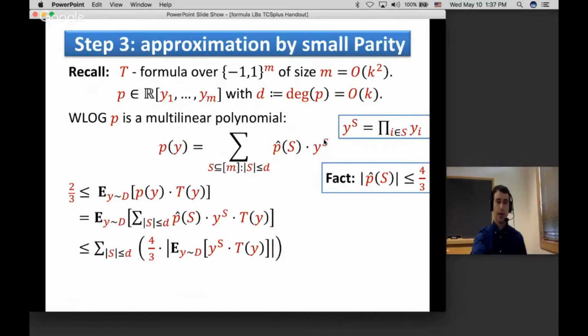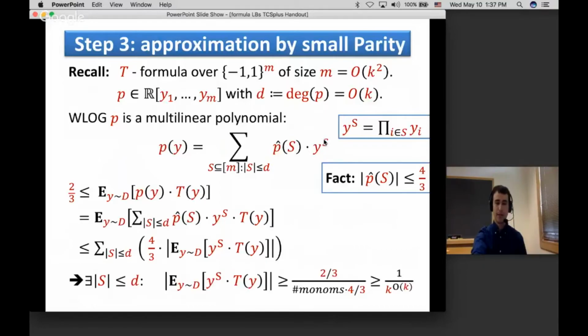And what did we get? We get that there must exist some set S such that this inner correlation, y^S times T of y, is at least 2/3 over the number of terms times 4/3. And now, how many terms did we have? So we are choosing sets of size order k from a domain of size order k squared. So we have k to the order k such monomials. So this is the lower bound that we get. We get that there must exist some monomial that correlates with T with a correlation 1/k to the order k. And what is this monomial?